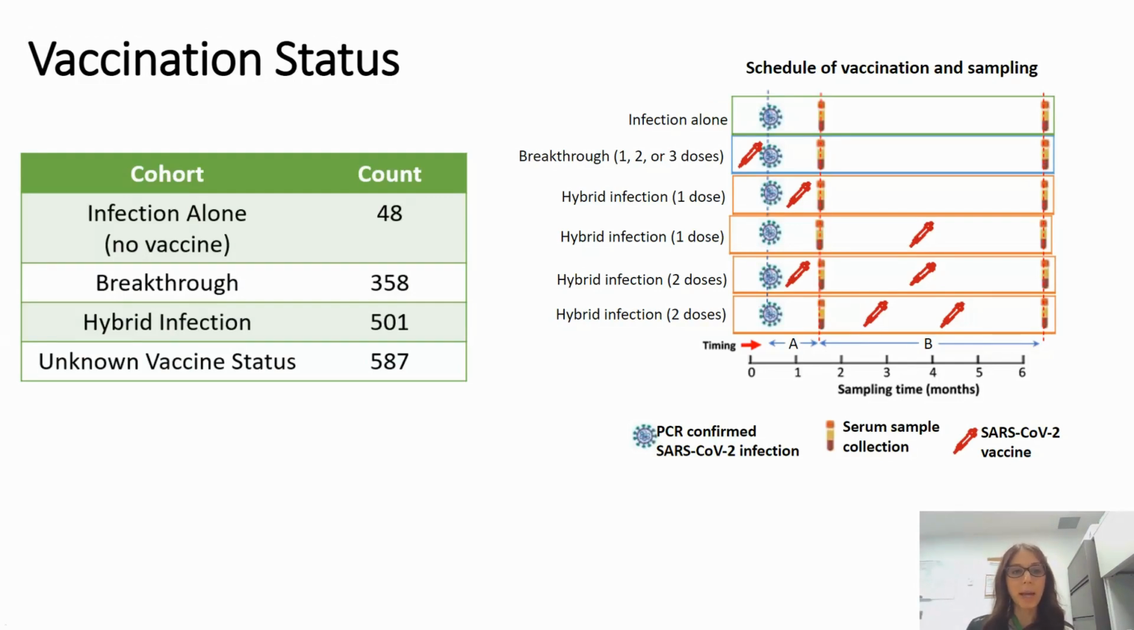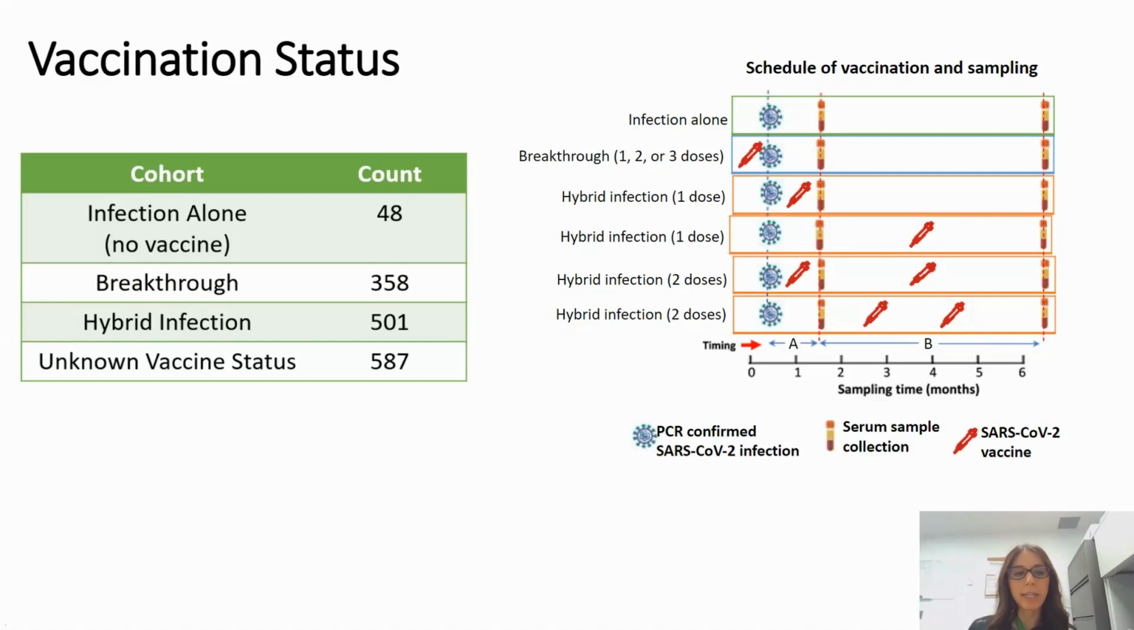So we defined subcategories, as you can see here on this slide, as infection alone if a patient was infected with COVID but did not receive any vaccine; breakthrough if they were first vaccinated and then infected; and hybrid if the participants were first infected and then vaccinated. Unfortunately, we have a significant number of participants with unknown vaccine status. Almost all of our disease cohort, we were unable to determine their vaccination status, which is a large contributing variable to this unknown status here.